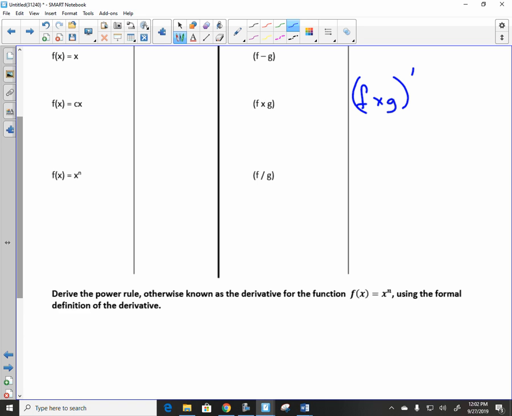Today you learn the product and the quotient rule. And the question is this: suppose you have two functions that are being multiplied together and you're taking the derivative. What is the rule? It's not simply f prime times g prime, but rather it's f prime times g left alone plus g prime times f left alone.